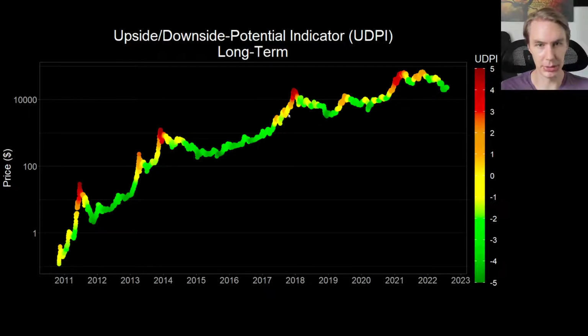So this is the price of Bitcoin across time, color-coded to the UDPI. You've probably seen this chart before. Red, higher values are high risk, lower values are low risk. You see it does a good job of quantifying Bitcoin risk over time, calling out the market cycle tops and also calling out the low risk zones throughout the bear markets in Bitcoin's history.